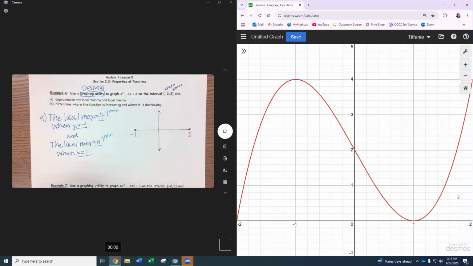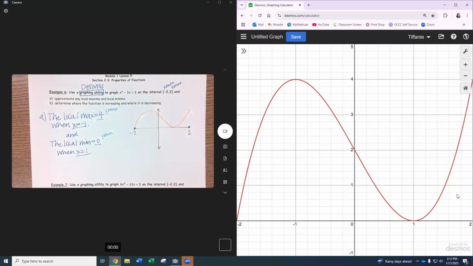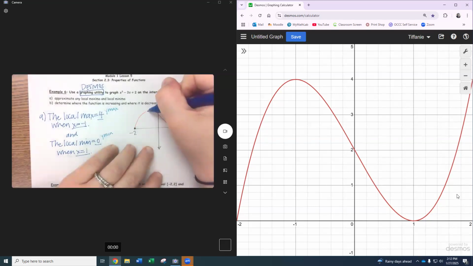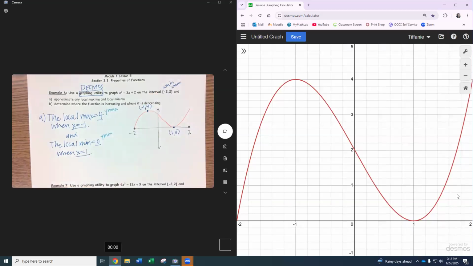And if I kind of graph my sketch right here, it's going to do something of that nature right here. And then we found my max right here to be at -1, 4. And we found our min down here to be at 1, 0. So there's kind of my sketch of that graph that I got on Desmos.